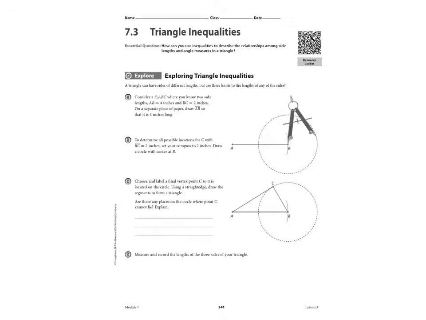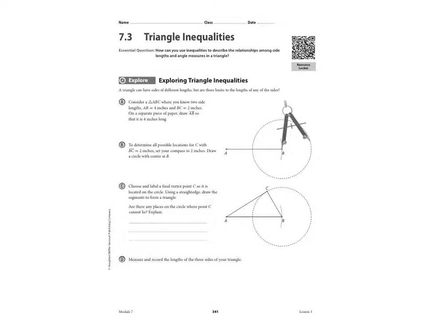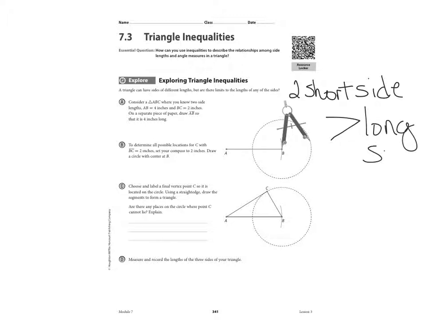Okay, so 7.3 is triangle inequalities. And the essential question is, how can you use inequalities to describe the relationship among side lengths and angle measures in a triangle? Well, that was that activity that we did today in class with the pipe cleaners. The two short sides have to be greater than the long side. Okay? So turn the page.